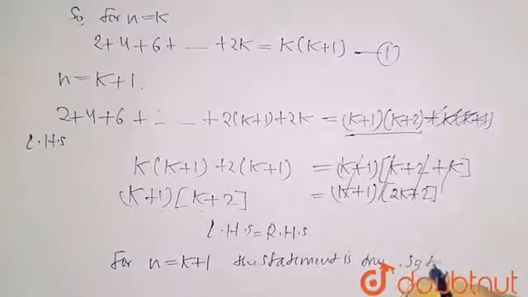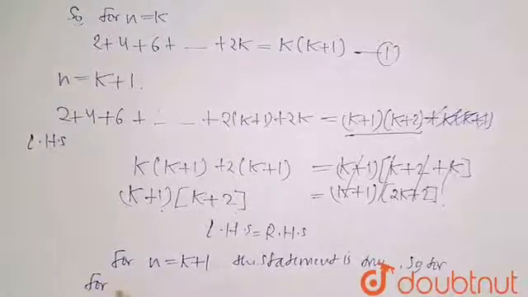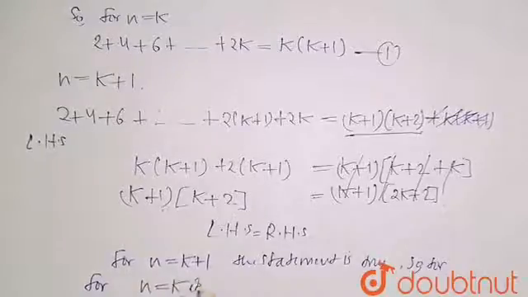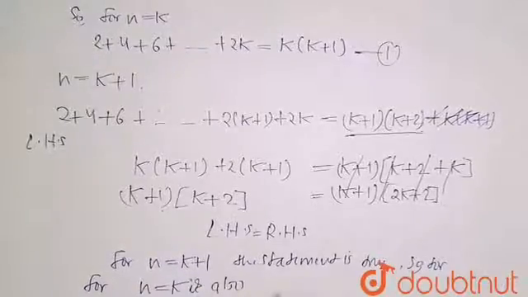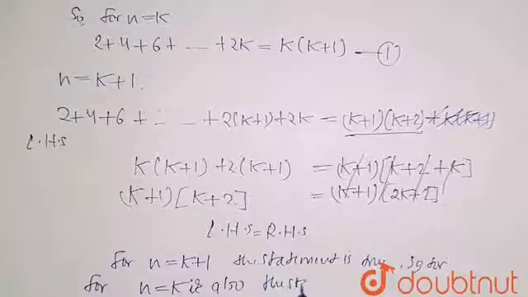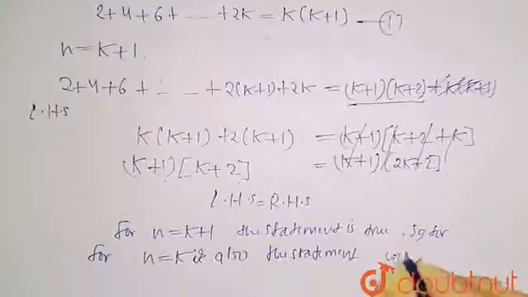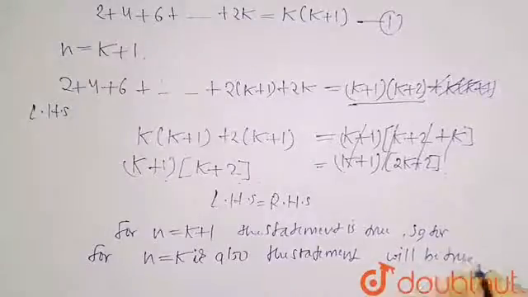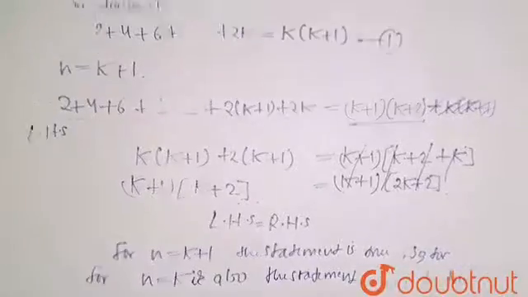So for n equals to k also, the statement will be true. Okay. Now for the B part we have to solve.